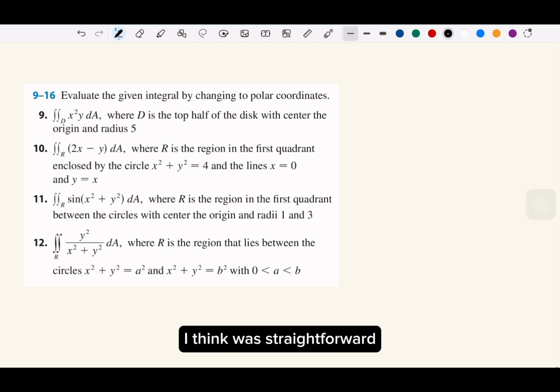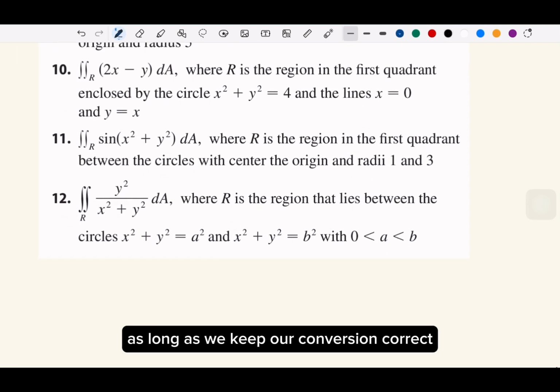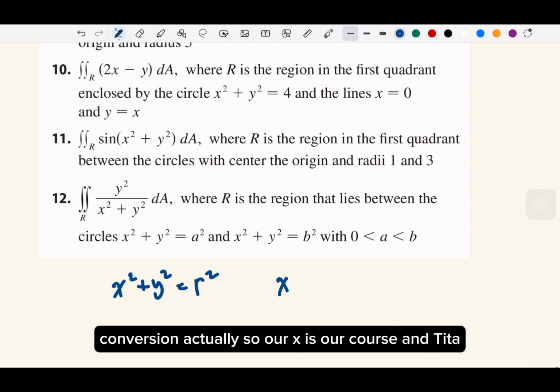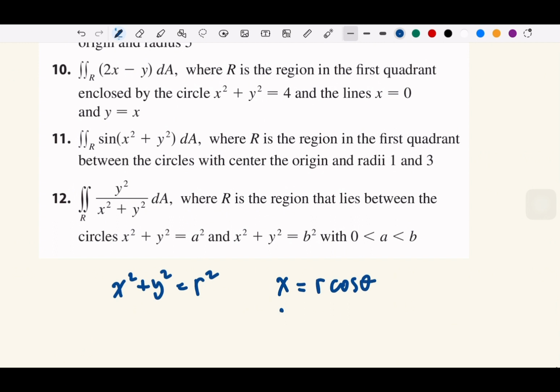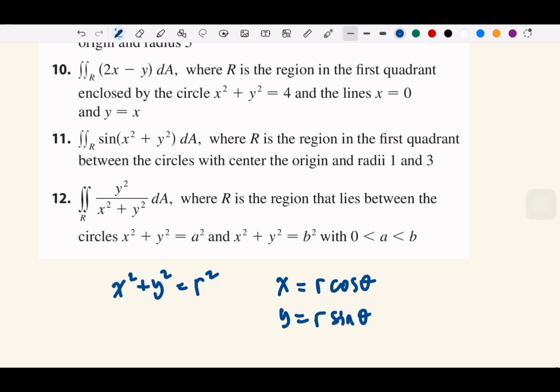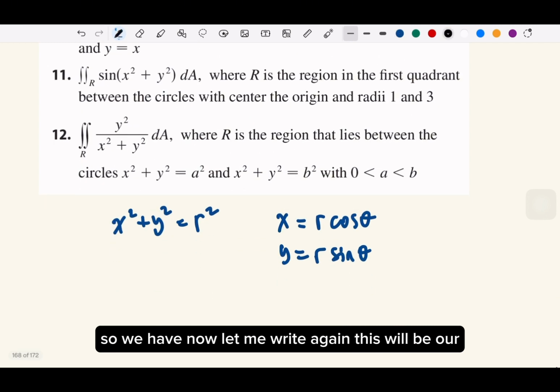Well, it's quite straightforward, as long as we keep our conversion correct. Which means that x squared plus y squared is r squared. And remember that we have only 3 conversions actually. So x is r cosine theta, and y is r sine theta. Only these 3. Your tools for conversion are these 3 equations.